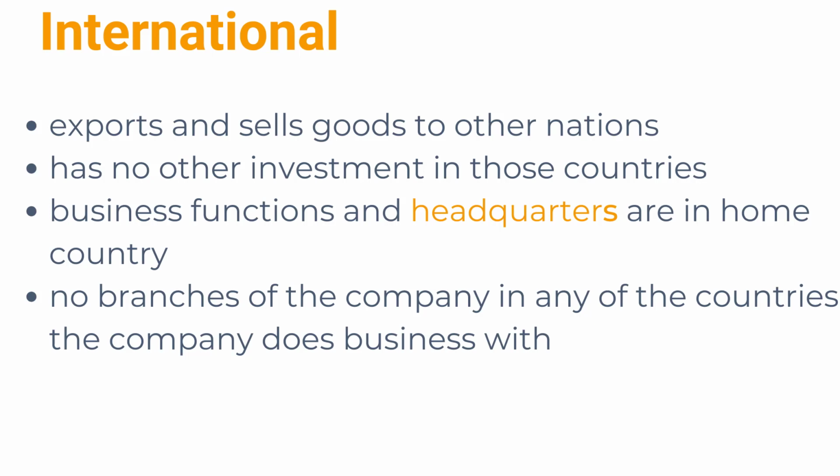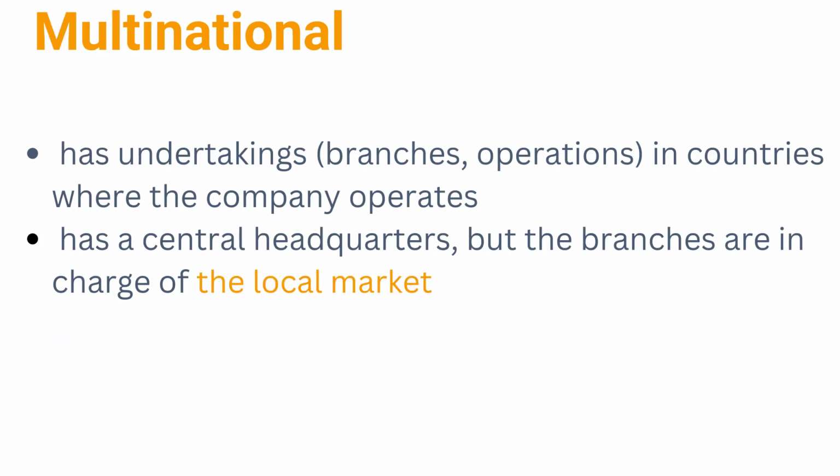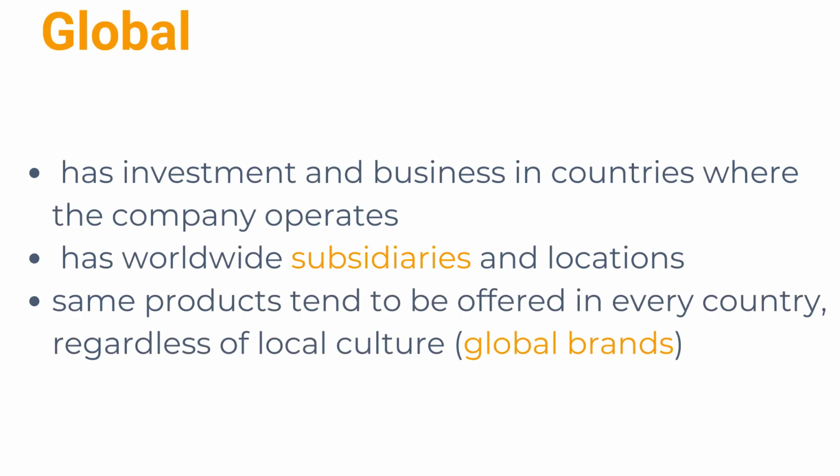So when does an international company become a multinational company? Well, there's a small difference. A multinational company is when a company begins to have establishments in other countries. They have branches, they have operations, they have sales operations, they have production plants. There'll still be a central headquarters, but branches tend to be in charge of the local markets. And then we move on to a global company.